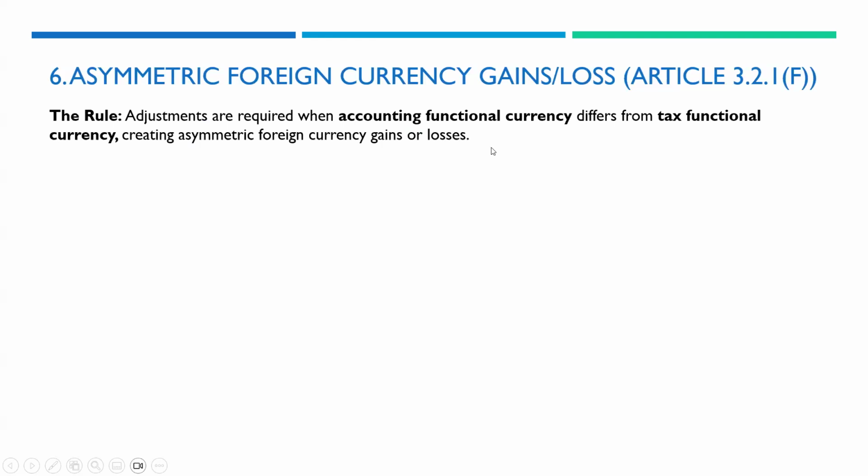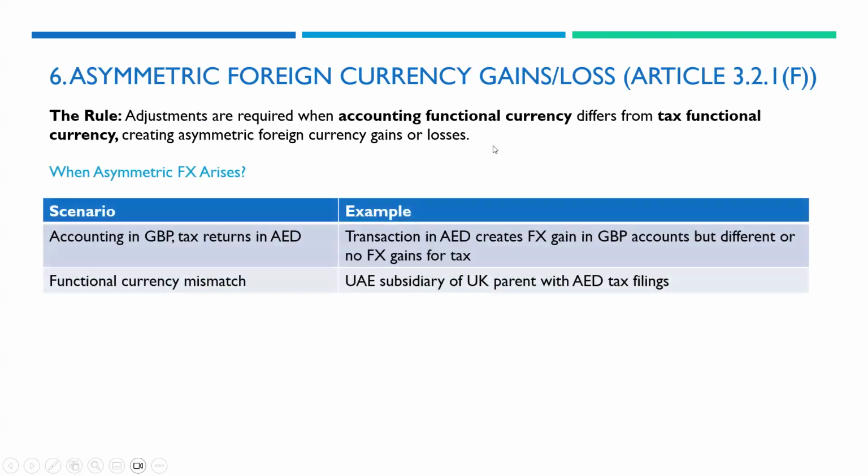Okay. So let's understand this and then we will take the questions. So when does asymmetric foreign currency forex arise? So if you're accounting in GBP, but the tax returns are, your accounting statements are prepared in GBP, and your tax returns are filed in AED, right? Transaction in AED creates FX gain in GBP accounts, but different or no FX for tax. Functional currency mismatch. UAE subsidiary of UK parent with AED tax filing. So if there is a functional currency mismatch, or your accounting and tax returns are in different currencies, then yes, there could be an asymmetric FX problem.